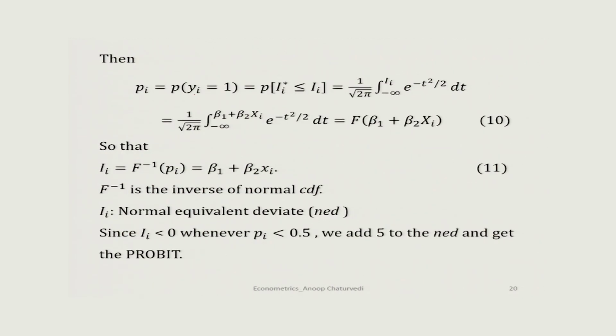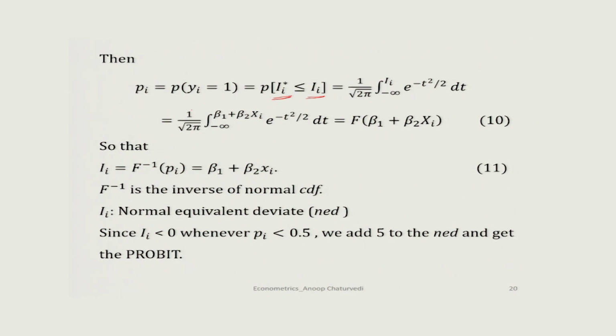Then the probability that y_i equals 1, which we denote by p_i, is equal to the probability that I_i* is less than or equal to I_i, the utility to own a house being greater than or equal to the threshold level. And for I_i*, we are assuming a standard normal distribution. So, this probability is equal to 1 upon under root 2 pi, integral from minus infinity to I_i, e to the power minus t square by 2 dt.